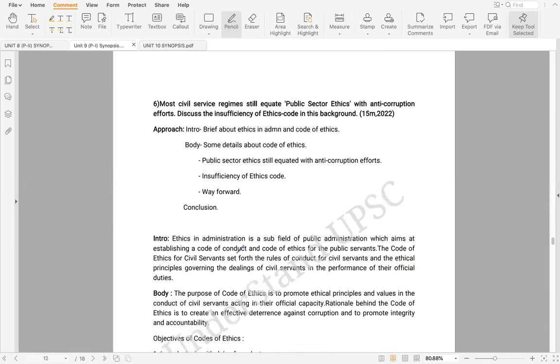Most civil service regimes still equate the public sector ethics with anti-corruption efforts. Discuss the insufficiency of ethics codes in this background. We have to say that ethics is not all about anti-corruption only, right?